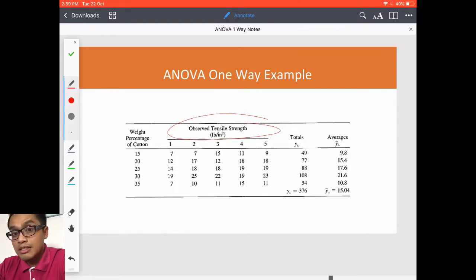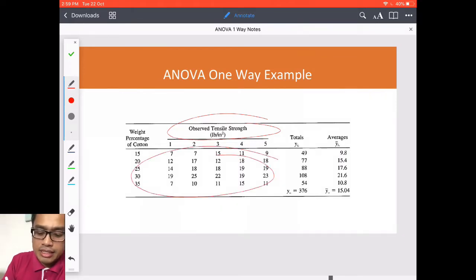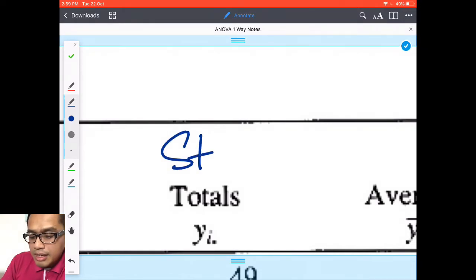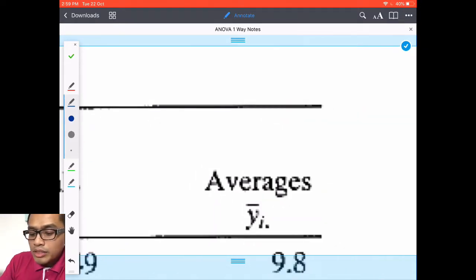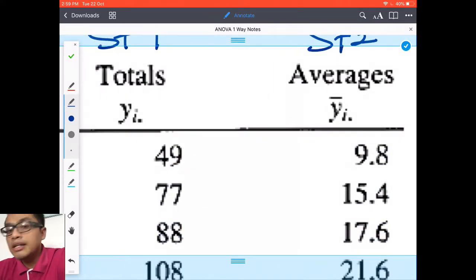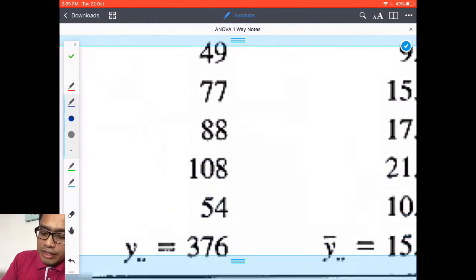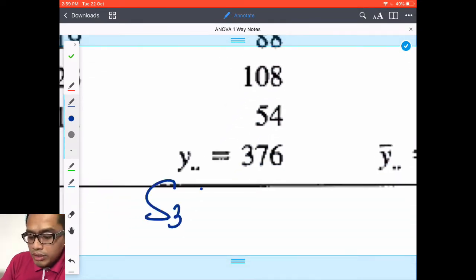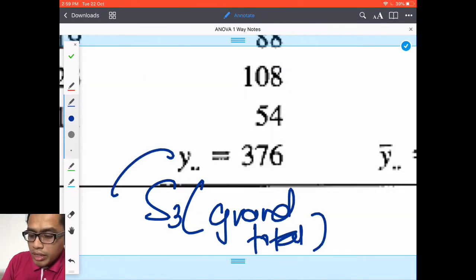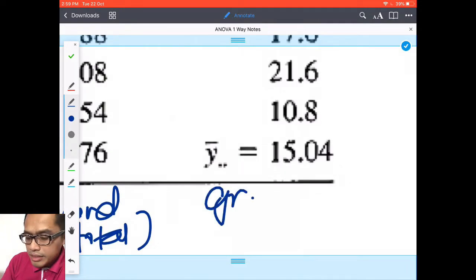In my question, it doesn't matter what kind of question there are, what kind of observations that you see. What you want is these data, right? These data. Let's back up for a bit. Let's write by steps. Step 1, find the total. Step 2, find the average per group, per level, right? Then this is called Step 3. What we call this as grand total. Grand total, right? And this is grand average.